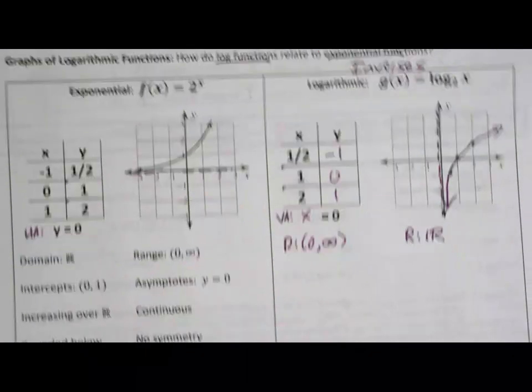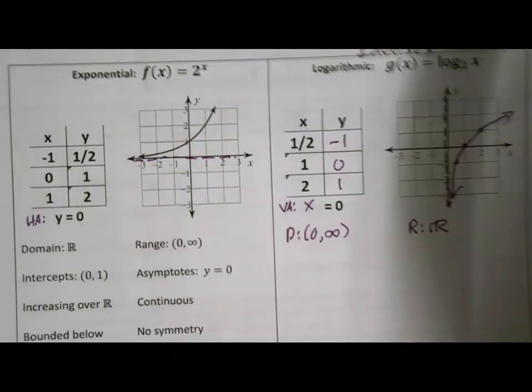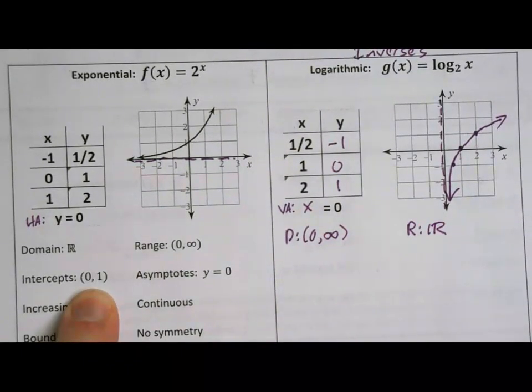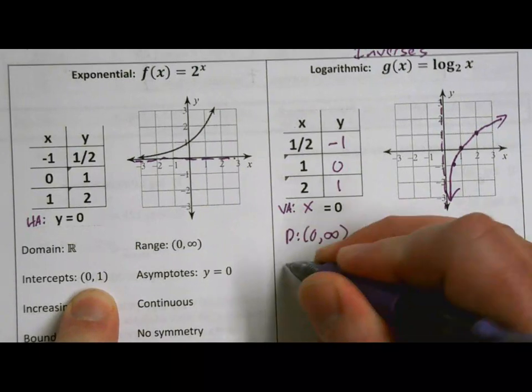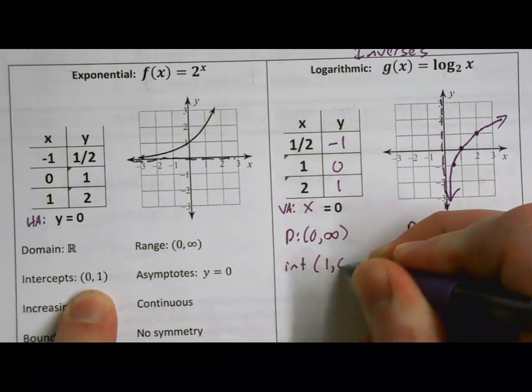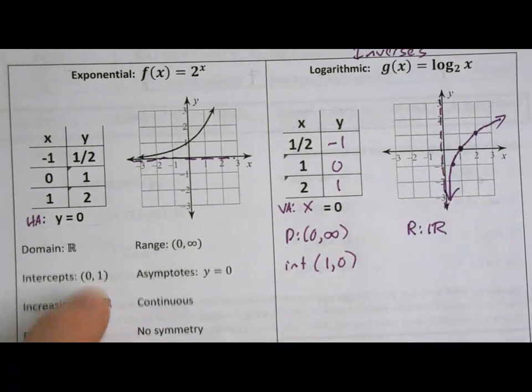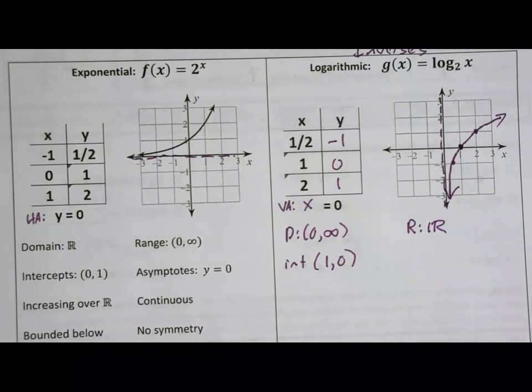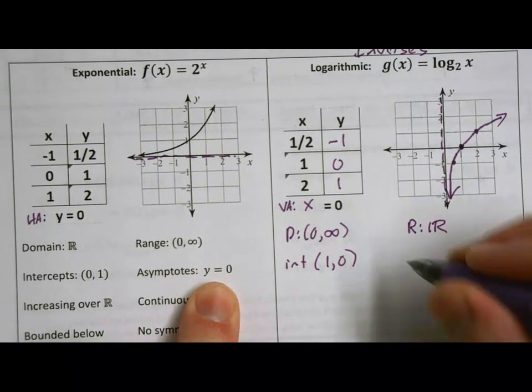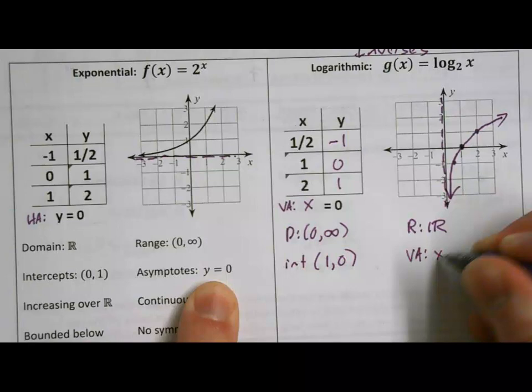We got an intercept. There's a single intercept. It used to be 0, 1. Now it's 1, 0. It's right here. We used to have a horizontal asymptote at y equals 0. Now we have a vertical asymptote at x equals 0.